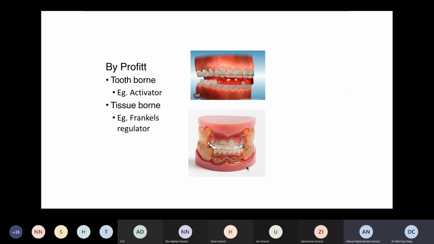So we have a classic one, which is about Proffit. Proffit is considered the modern father of orthodontics. He has already passed away, I think in the last couple of years, but his book still remains. We call it the Bible of orthodontics, Contemporary Orthodontics. If you have a chance, maybe go through Proffit's books. Proffit classified myofunctional appliances into two groups, whether they are tooth-borne or tissue-borne. The tooth-borne is classified as the activator, while tissue-borne can be the Fränkel regulator. Tooth-borne simply rests on the teeth, while tissue-borne just rests on the soft tissue.